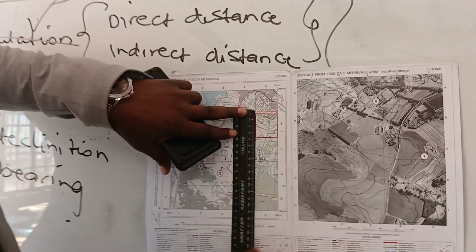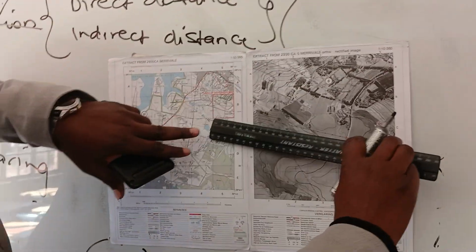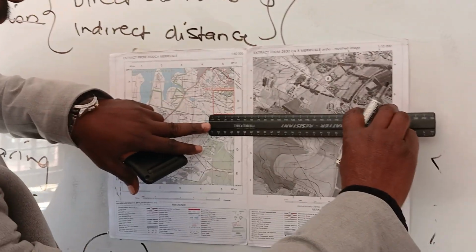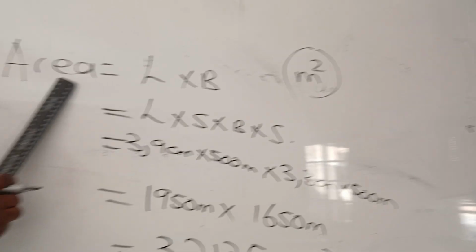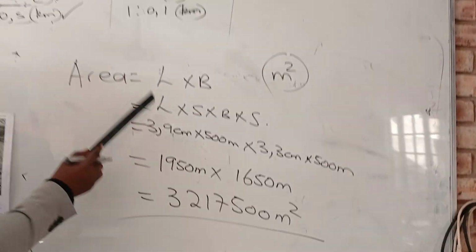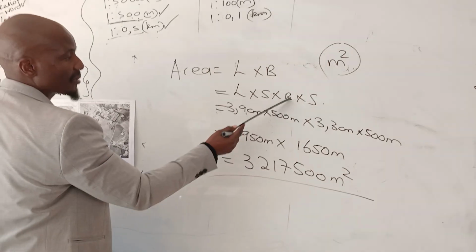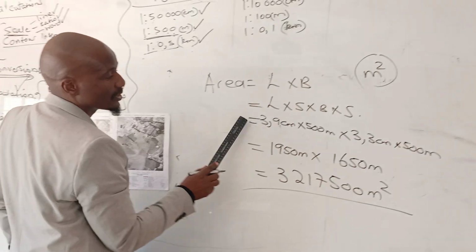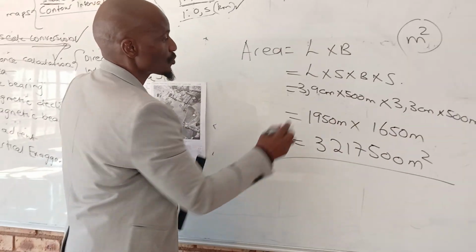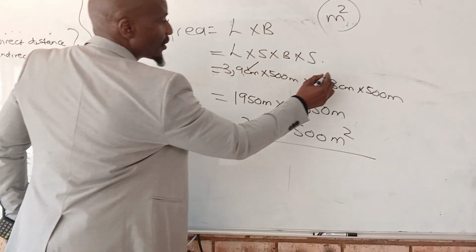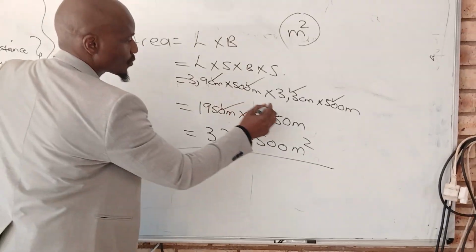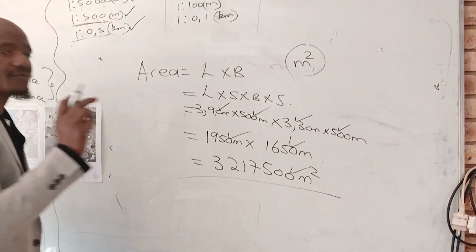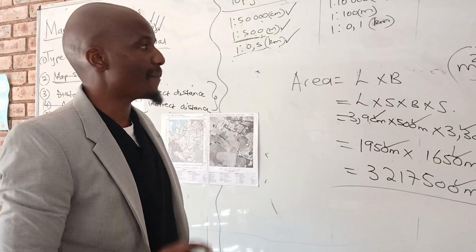We got 3.9, that is our length. Then we got 3.3, that is our breadth. Then coming back to the formula, your area is equal to length times breadth, which is length times scale times breadth times scale. So these are the numbers that you have. So you need to make sure that this is correct, and also these two are correct from there. This one and this one and this one, which means for each and every stage you get a mark.